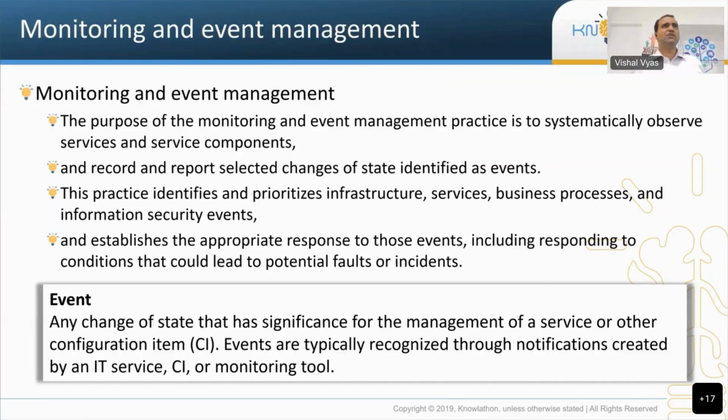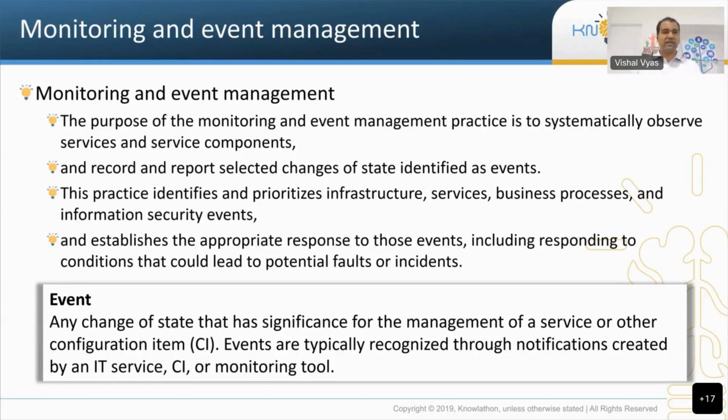What is an event? Any change of state that has significance for the management of a service or other CI. We'll see what a CI is in the next slide. Events are typically recognized through notifications created by an IT service, CI, or monitoring tools. There are now many protocols for event monitoring, SNMP and all. You heard about this? Simple Network Management Protocol and so on. Many of the commercial hardware devices now come already with those protocols. So whatever events they put out can simply be plugged into your NOC, into your monitoring system. So it is easier to do that nowadays.